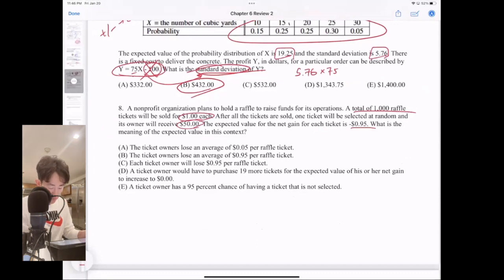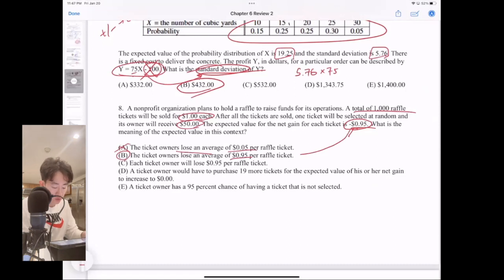So the expected value means that on average, every turn, you're going to lose 95 cents. That is the answer B. The ticket owner will lose 0.05. Nope. It's the actual amount of the expected value, which is B. I will go through the rest of the answer choices just to help you guys out.